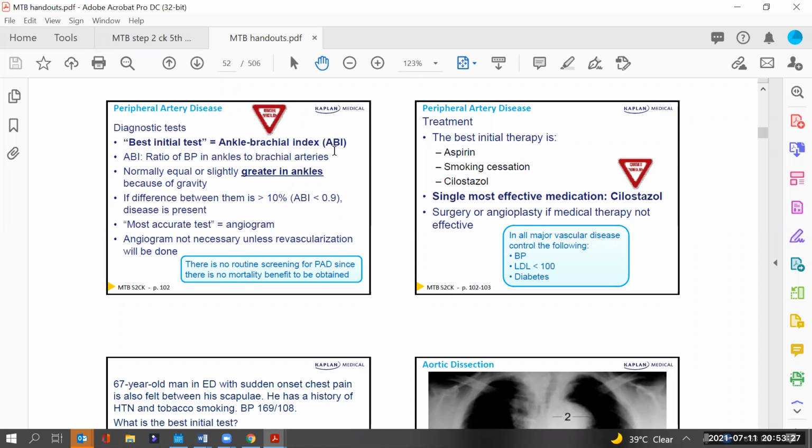But especially for peripheral artery disease, you have to check the ankle brachial index. You have to compare the arterial pressure between the upper limbs and the lower limbs in order to say, okay, this is a peripheral one. Otherwise, it's a central one.